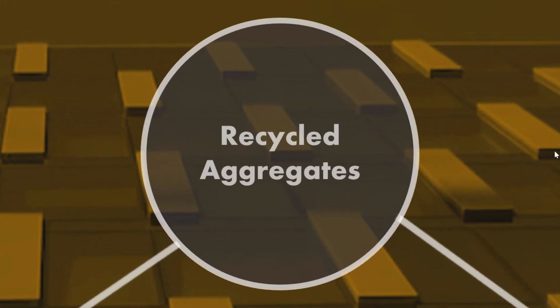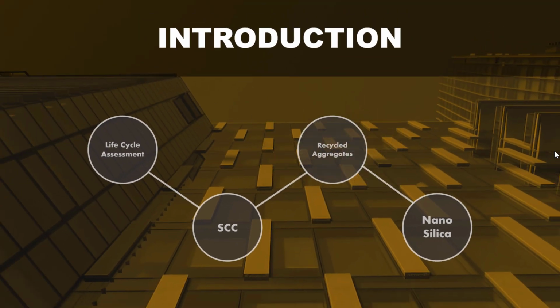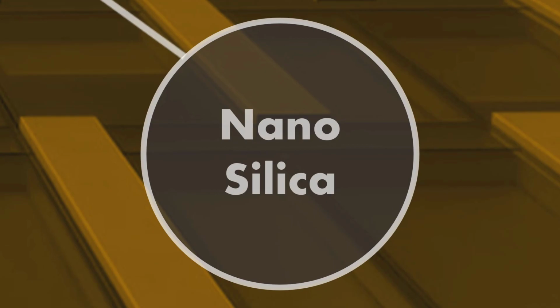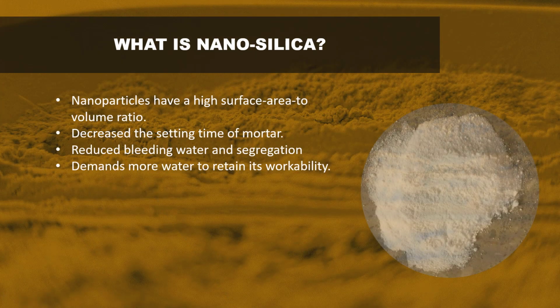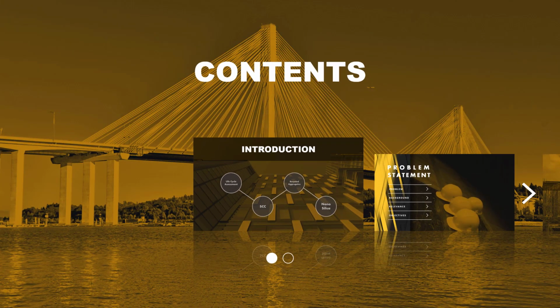Use of aggregates from demolished buildings and recycling them presents a number of benefits. Recycling costs are lower than mining of natural aggregates. It has little environmental effect and reduces space wastage in landfills. Let's talk about something that has been getting more and more attention these years, Nano-Silica. Its high surface area to volume ratio allows it to fill the spaces between CSH gel. As a result, it helps in increasing strength. However, it does require more water to retain its workability.